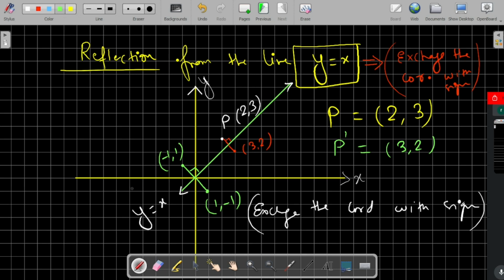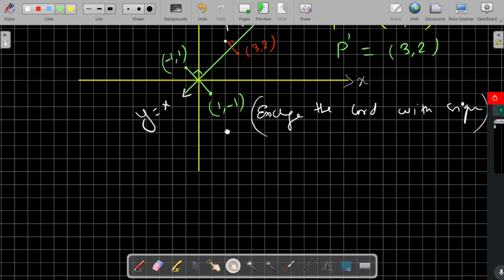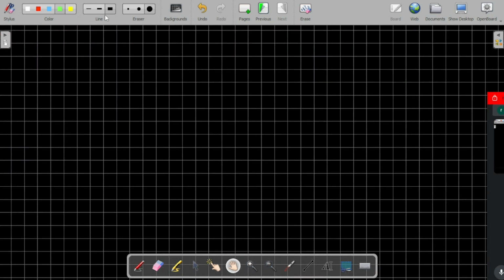Okay. Next we are going to find the reflection about the line y equals minus x. Can you guess what the tricky approach will be if you want to take the reflection from the y equals minus x line? Can you guess what is going to happen? We have to take the reflection from y equals minus x.